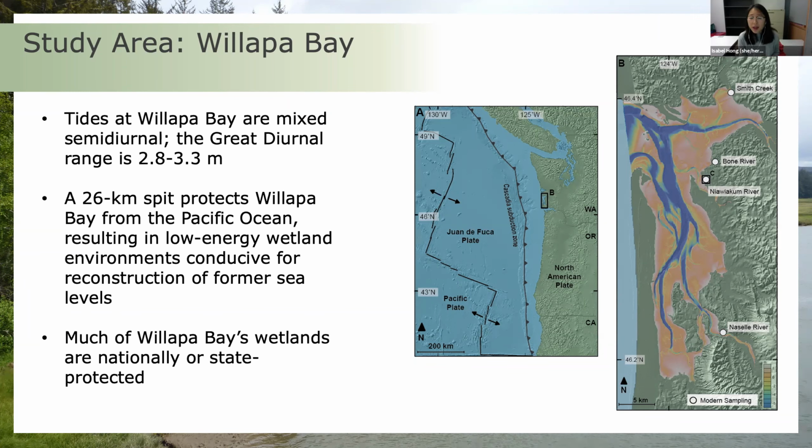Now, tides of Willapa Bay are mixed semi-diurnal, with the Great Diurnal Range actually ranging from 2.8 up in the north to about 3.3 meters down to the south. You might also notice here in map B, I'll show it for you here with this mouse, there's also a spit here. Now this 26-kilometer spit actually protects Willapa Bay from the Pacific Ocean, and that's resulting in allowing for these low energy wetland environments that will allow for the development and accumulation and preservation of sediments and fossil diatoms that's really conducive for reconstructing past sea level.